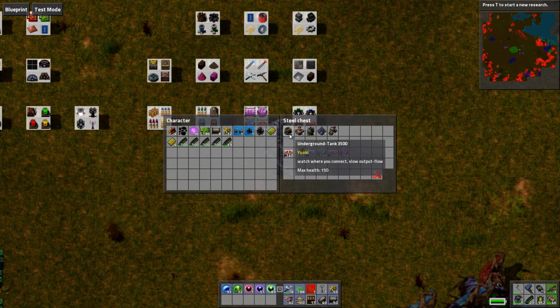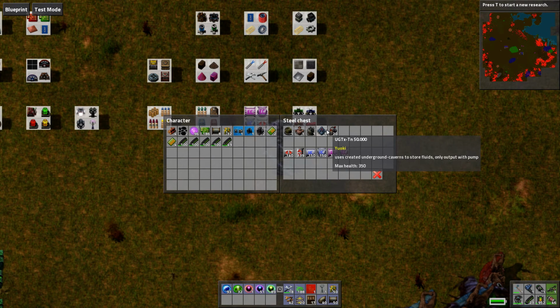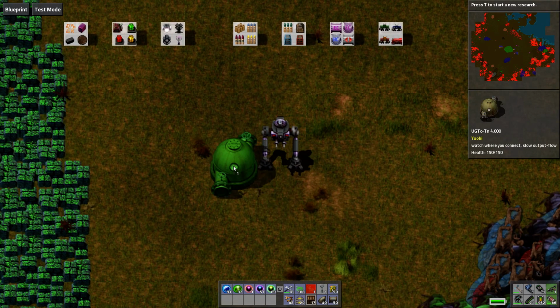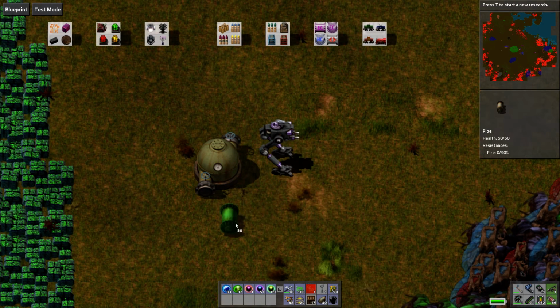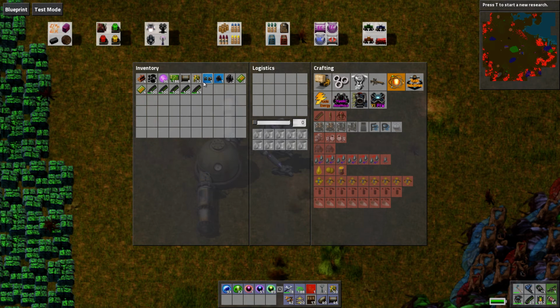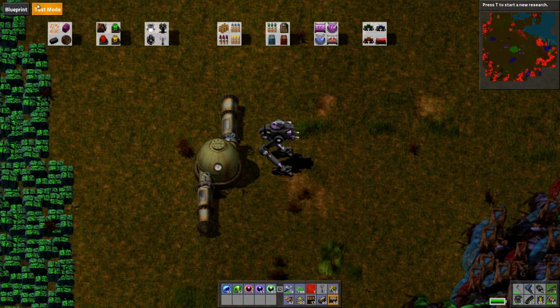Alright, the other ones we're going to talk about are the underground tanks. Now these are larger versions of the storage tank, but they are also specific in that you cannot get liquid out of them unless you use a pump. Okay, so what do I mean by that? Normally you just put fluid in and get fluid out like that in a normal tank, right? You can't do that for these underground ones. You want to use a pump.